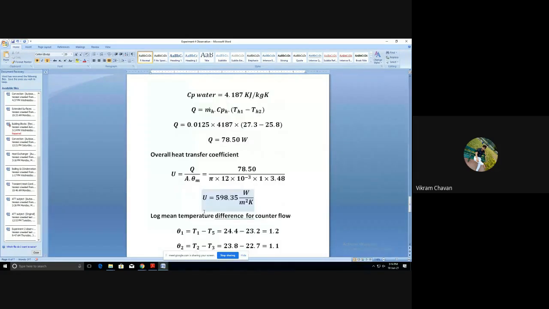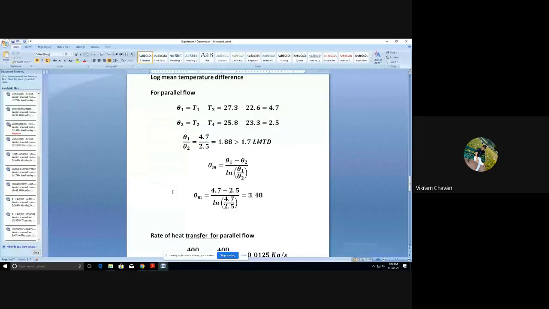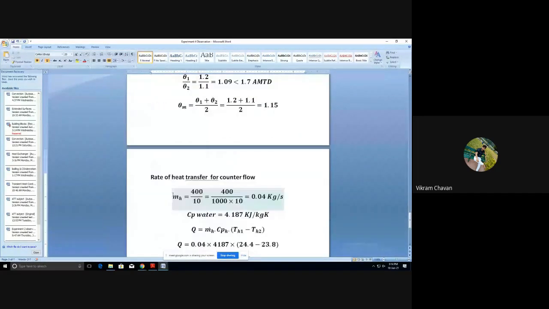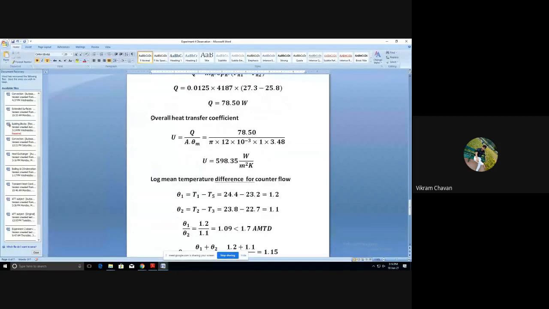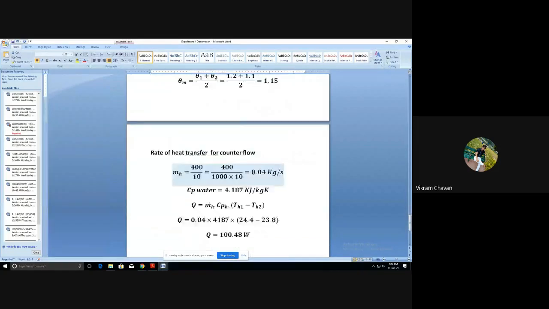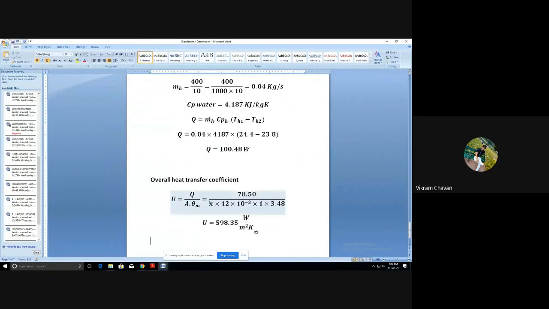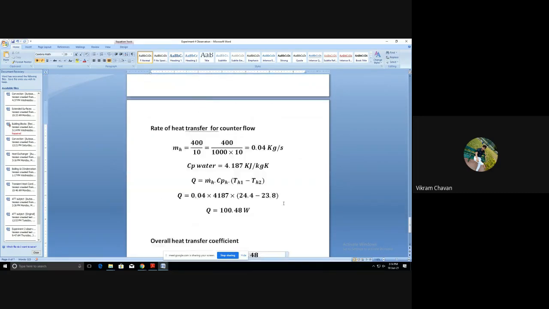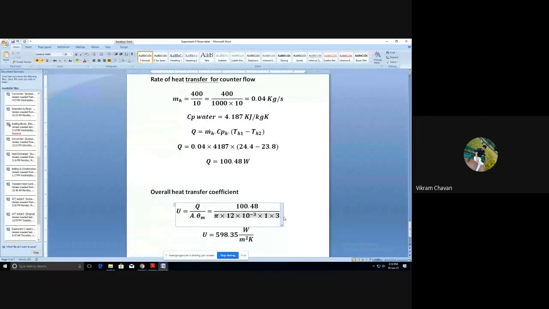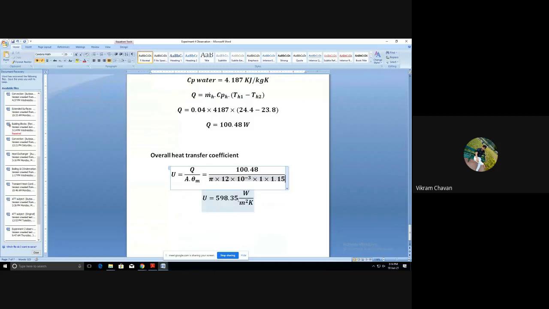Now Q we have calculated. The last part is the calculation of U, the overall heat transfer coefficient, for the parallel flow. U is Q divided by A multiplied by theta m. So U is 100.48 divided by pi multiplied by 12 multiplied by 10 raised to minus 3 multiplied by 1 multiplied by theta m. How much have we calculated? 1.15. Okay, do the calculation and let me know the U value, the overall heat transfer coefficient value in this case.